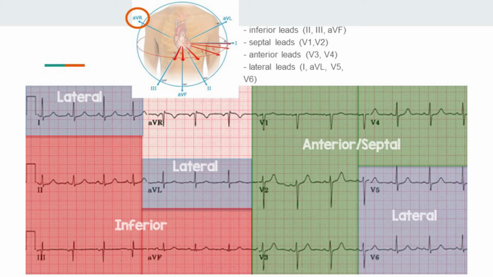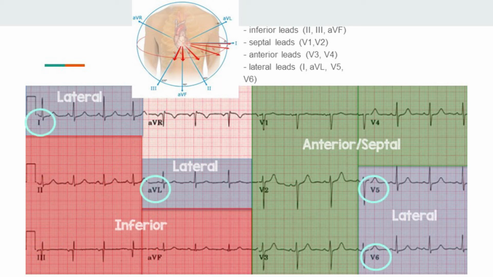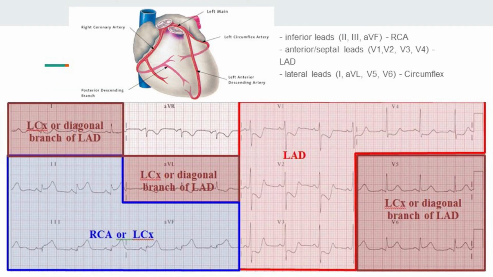For example, if you see an abnormality in lead 2, 3, and AVF, you may suspect there is something funky going on in the inferior aspect of the heart. If you see something odd in lead 1, AVL, V5, and V6, you might suspect something on the lateral side of the heart. Because different coronary arteries supply blood to different areas of the heart, we can also correlate different leads that are looking at different sections of the heart to those coronary arteries.